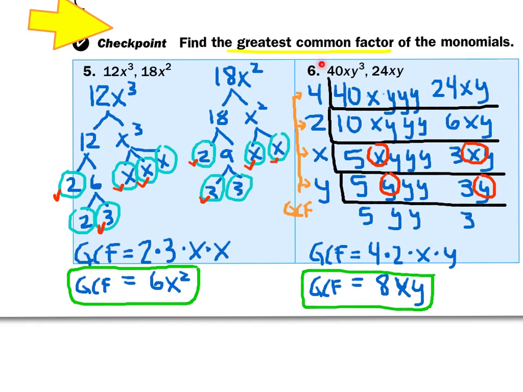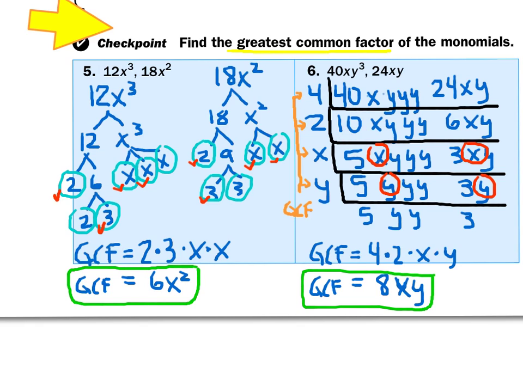Now look at number 6. I showed you another method. This is the division method. So when you use the division method, I want you to write out the variables. So notice I wrote 40 and then x times y times y times y. I wrote it out. And then 24 times x times y. The first thing is start with just the numbers. Ignore the letters. So 40 and 24. I noticed that 4 goes into both. So I put a 4 on the outside and I divided.